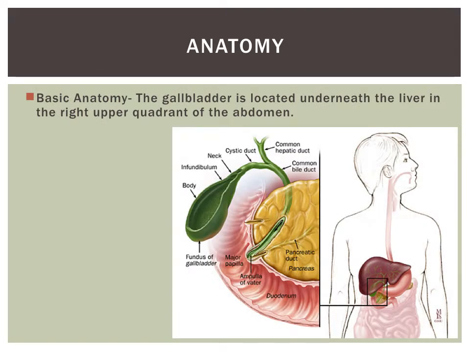To begin with the basic anatomy, the gallbladder is located underneath the liver and in the right upper quadrant of the abdomen. That's why patients with gallbladder disease typically have problems in the right upper quadrant, and they can also have referred pain to the right shoulder given its location.